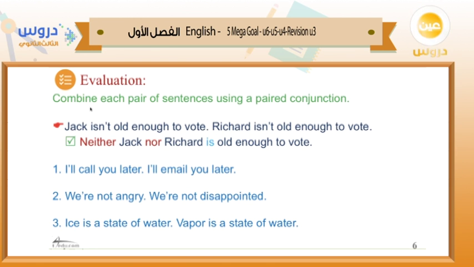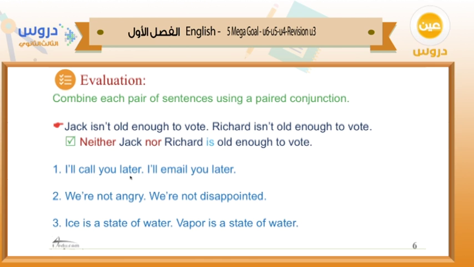Now let's evaluate. Combine each pair of sentences using a paired conjunction. Paired here means correlative, right? For example, Jack isn't old enough to vote. Richard isn't old enough to vote. So we have to use: neither Jack nor Richard is old enough to vote. Richard here is singular.